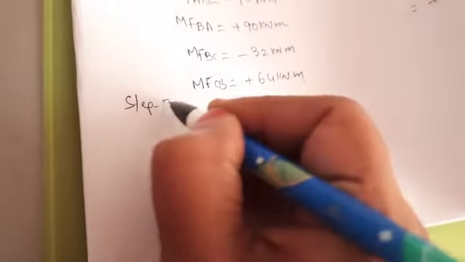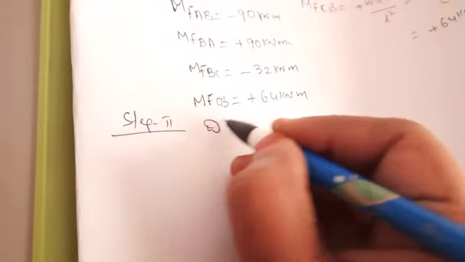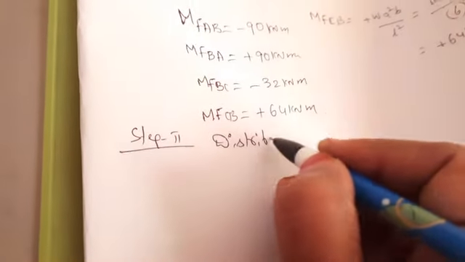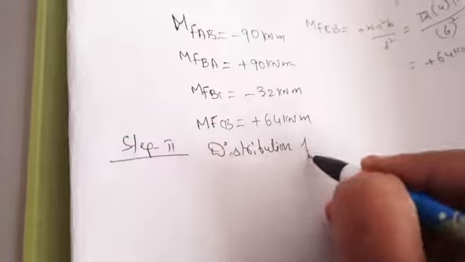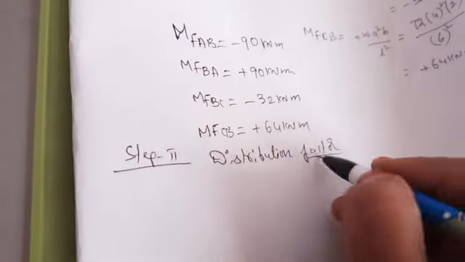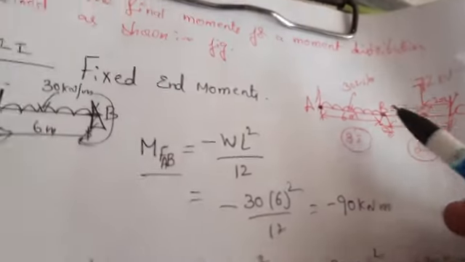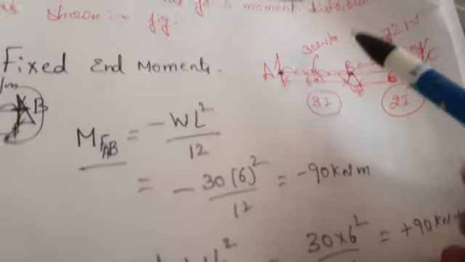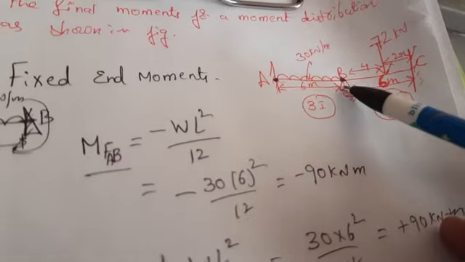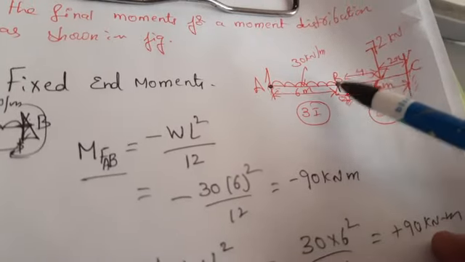Step 2, you have to calculate the distribution factors. For this distribution factor, first you have to check the diagram. How many joints are there? Say only one joint is there for us. From B only we can calculate BA and BC.